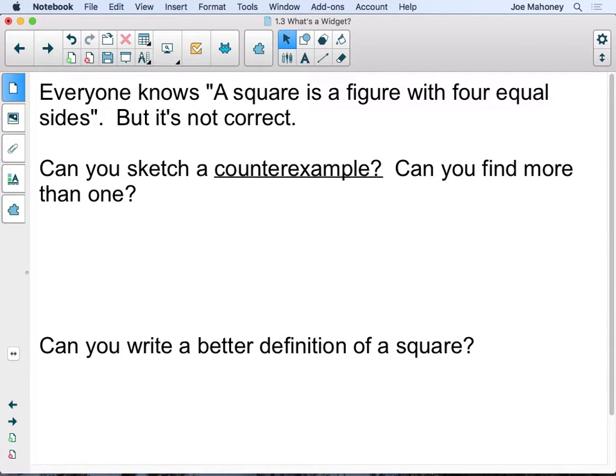Here's another example. Everybody knows a square is a figure with four equal sides, but that's not right. So can you sketch a counterexample? Meaning, can you draw me a shape that has four equal sides, but is not a square? And extra bonus points if you can find more than one. Give it a shot.